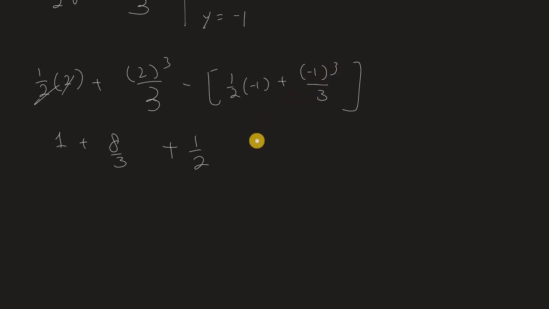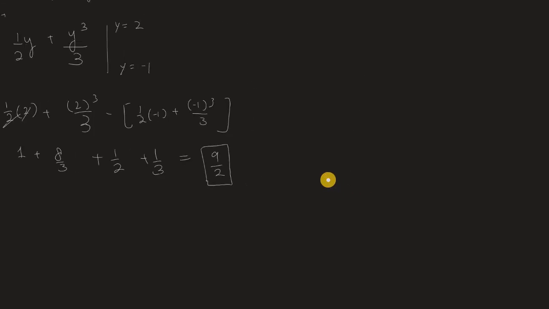And then you have this -1 to the power of cube, so that's going to become -1/3. And when you multiply this negative by this negative, that becomes positive 1/3. So then the answer is, alright, if you add all these up, this should give you 9/2. So this is the final answer to this equation.